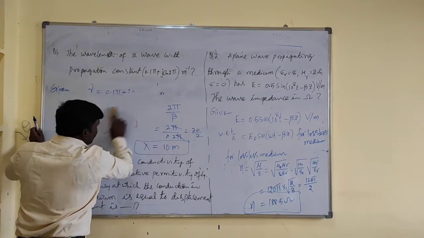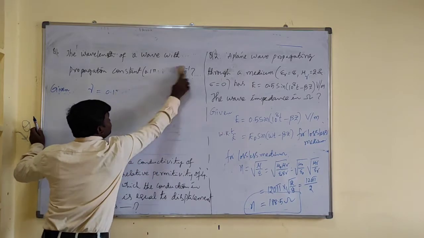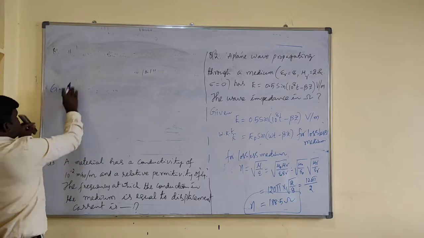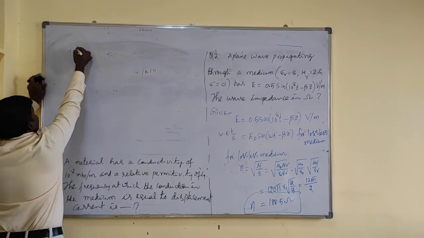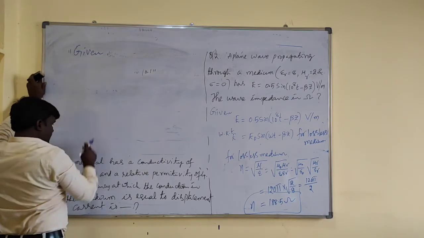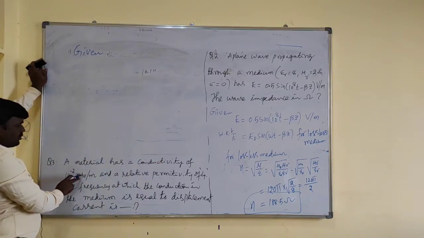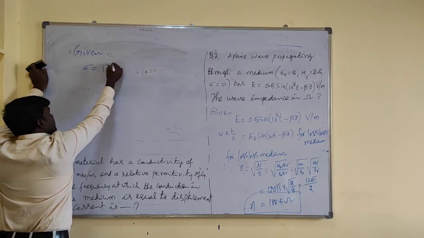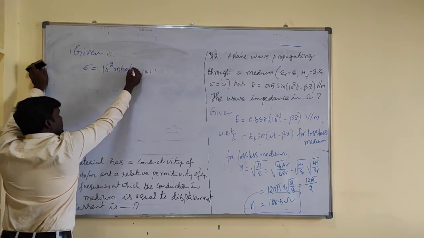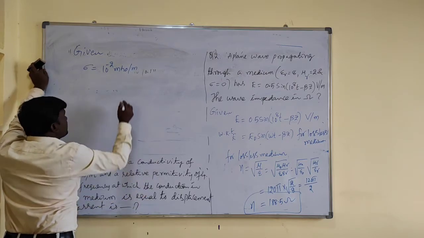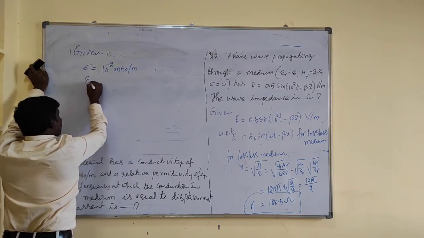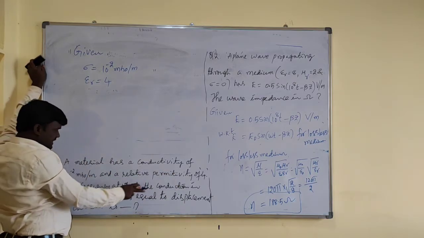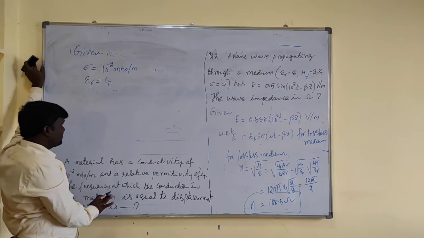First of all, write the given data. What is the given data we have? The solution for the third question. Given: a material has a conductivity of 10 to the power minus 2 mho per meter, means sigma is given as 10 to the power minus 2 mho per meter, and a relative permittivity, epsilon r, is equal to 4. The frequency at which conduction current in the medium is equal to the displacement current is dash.